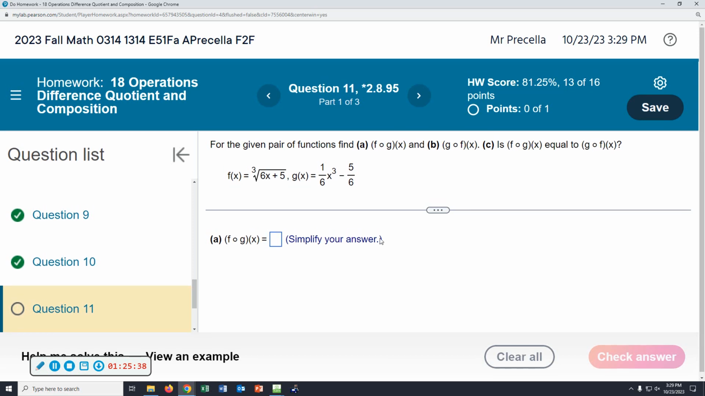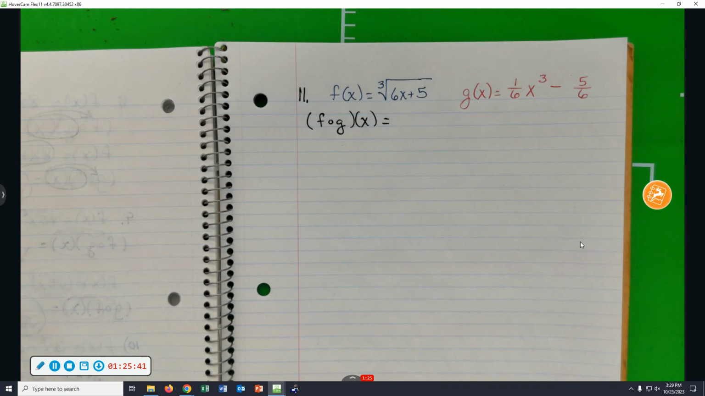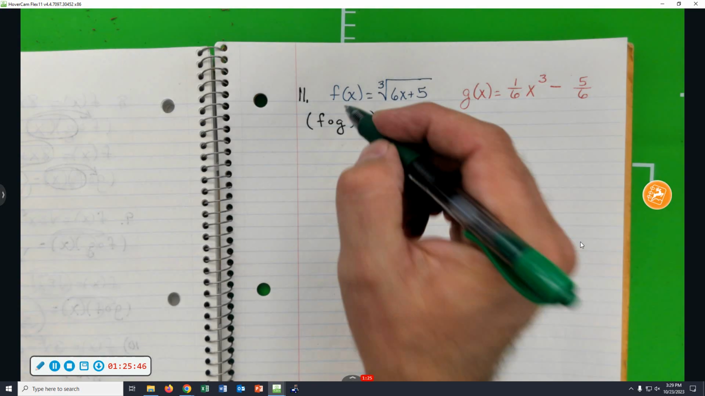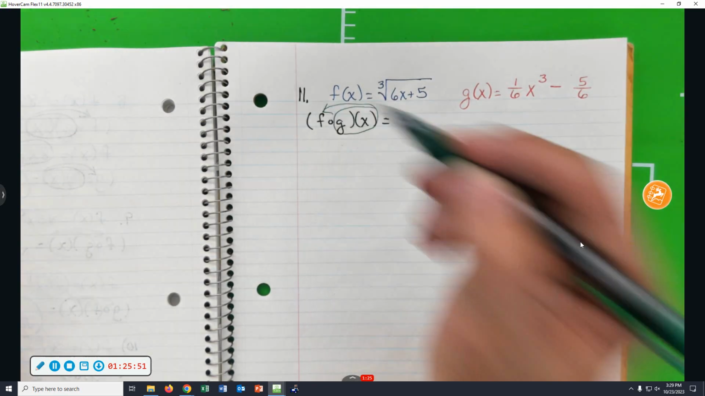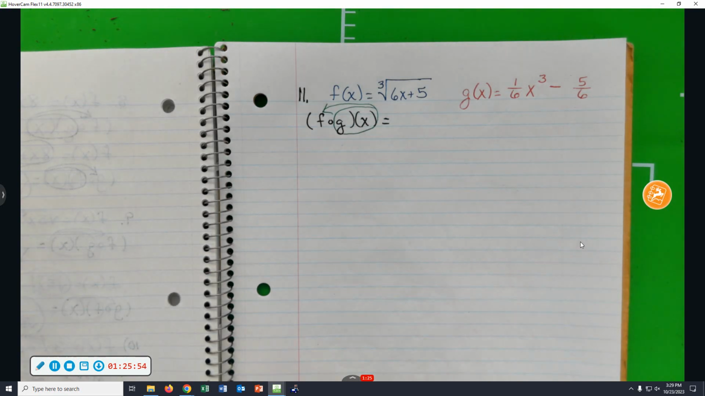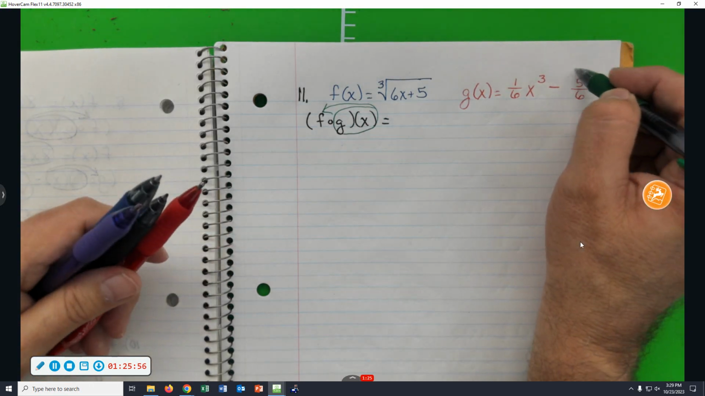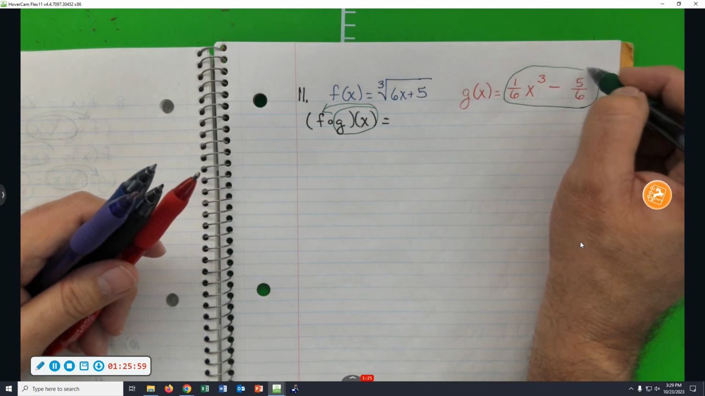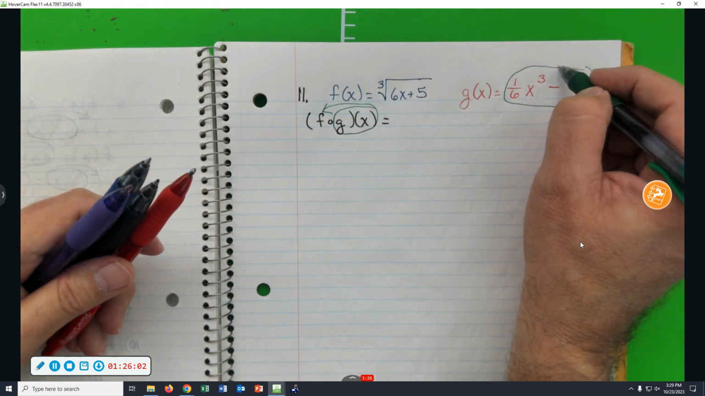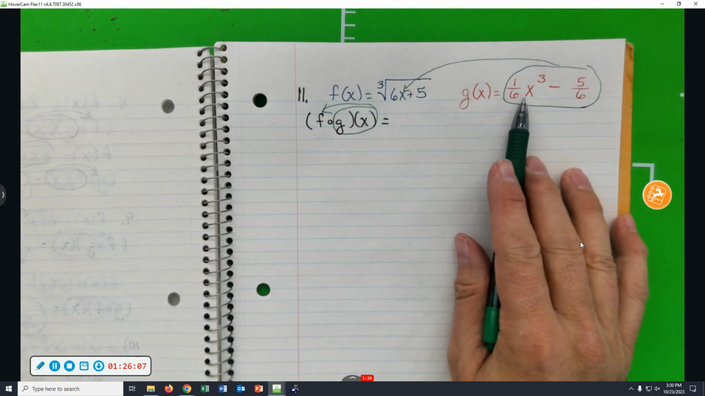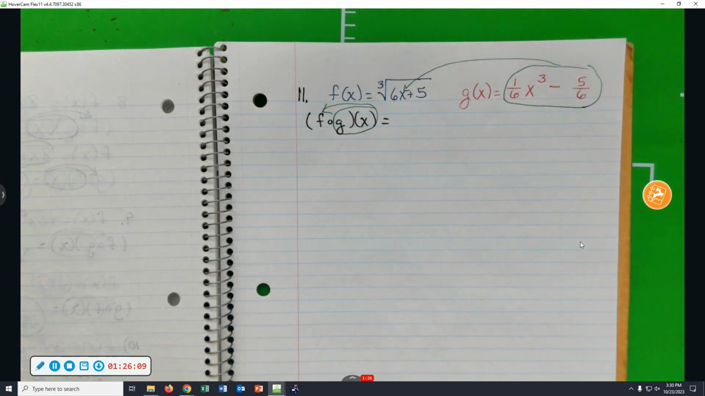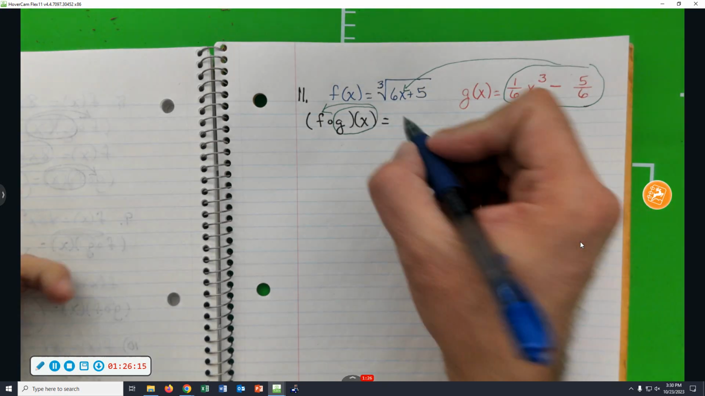Find f composed with g of x. Plug what into what? Plug g of x into f. Oh, wow. It's going to be messy. In place of this blue x, I'm going to put all of that red 1/6 x to the third minus 5/6. Okay? So in place, I'm going to draw the blue cube root.